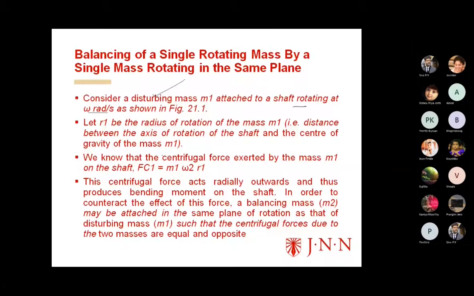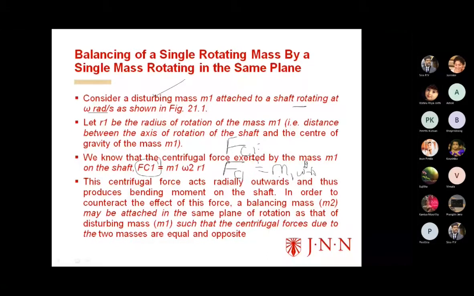Now, we know the centrifugal forces. Force means F; centrifugal force Fc1, with the suffix written as a smaller Fc1. Because of mass M1, Fc1 equals M1 omega square R1. Centrifugal force is the product of the mass, the distance, and the angular velocity squared.